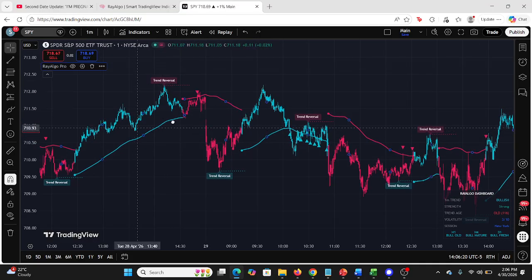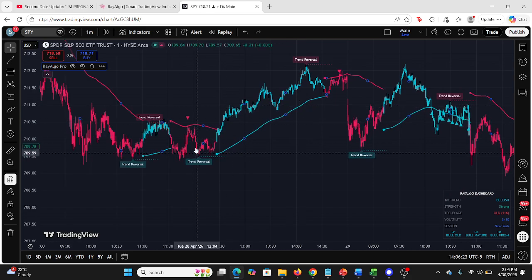Again, this one right here. Trend reversal here. This is a bit of a more broken one, but it did signify a trend reversal. Same with this one, same with this one. You get the idea. That's on the 1 minute.